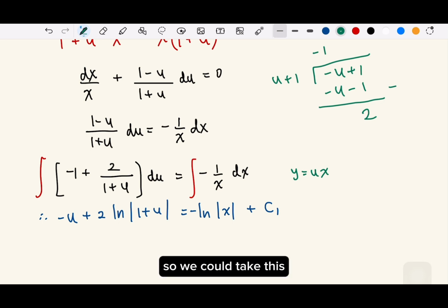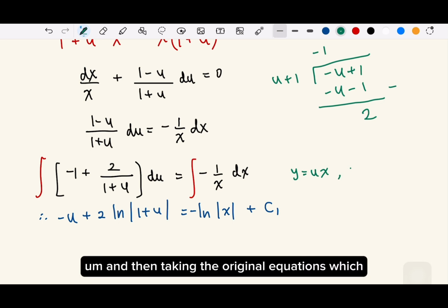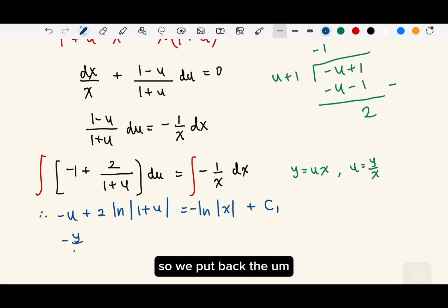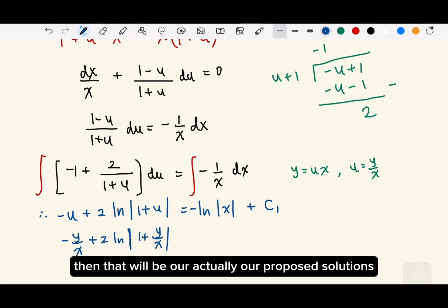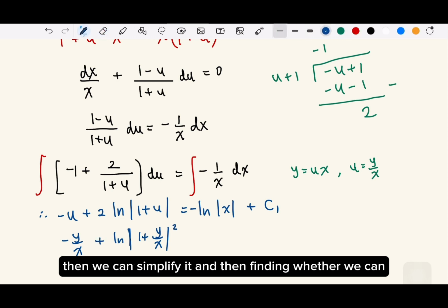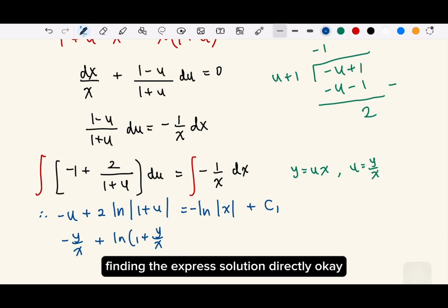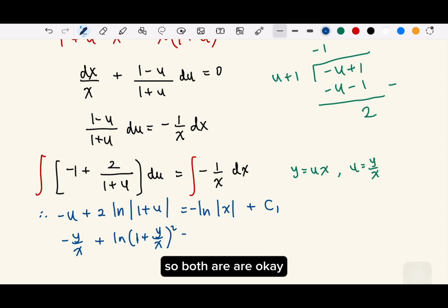So we could take this and then take the original equations, based on our substitution before. So we put back the y over x inside the u, then that will actually be our proposed solution. Then we can simplify it and find whether we can make it into an implicit solution or find the explicit solution directly. Okay, so both are okay.